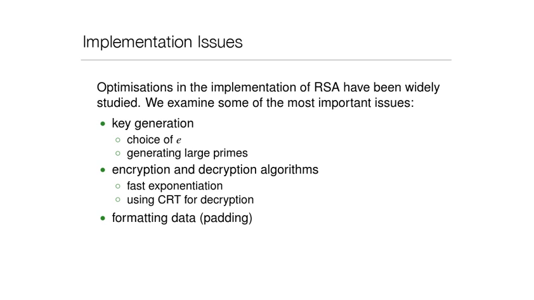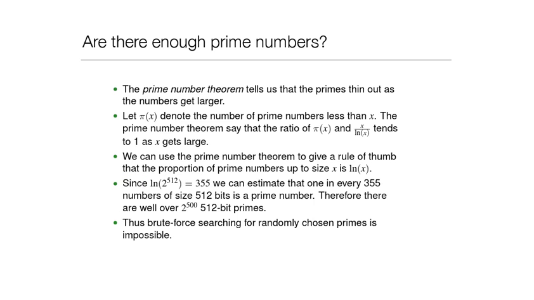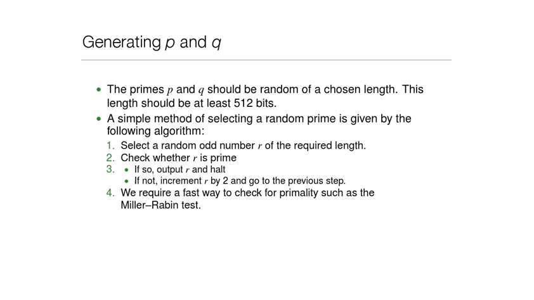decryption. Okay, so this is the information about the things we discussed. Generating P and Q, the large prime numbers: the primes P and Q should be random, of a chosen length. This length should be at least 512 bits. So P is a 512 bit number, Q is a 512 bit number. That means large primes. A simple method of selecting a random prime is given by the following algorithm.